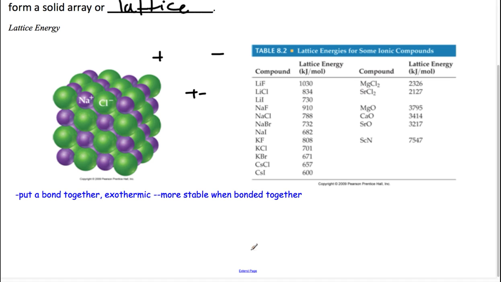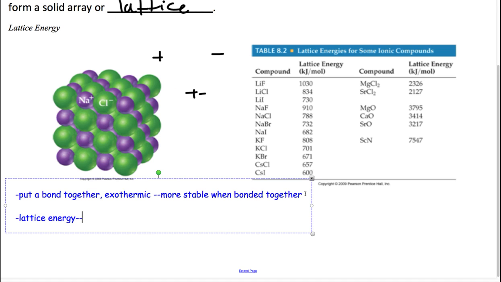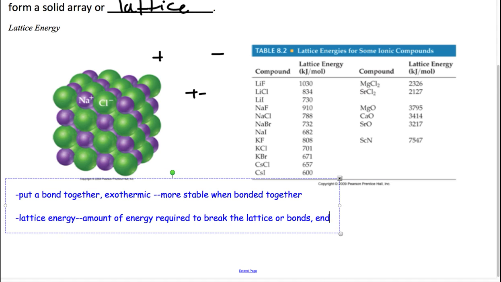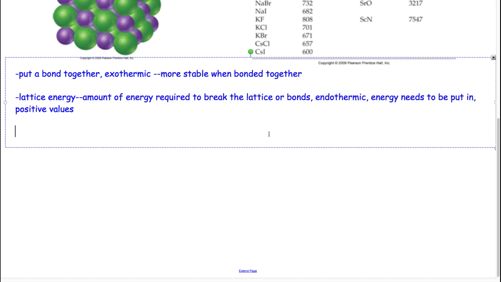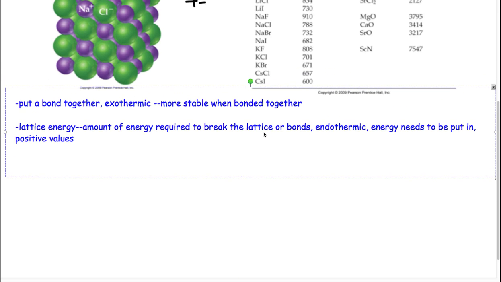Then lattice energy is the amount of energy that is required to break the lattice or the bonds. That would be endothermic, and that means that in endo, you have to put energy in. These are normally positive numbers. And you see in the chart up above that these are all positive numbers because you're putting energy in. It requires energy. We're going to look a little bit closer at these lattice energy numbers. We're going to look at radiuses.